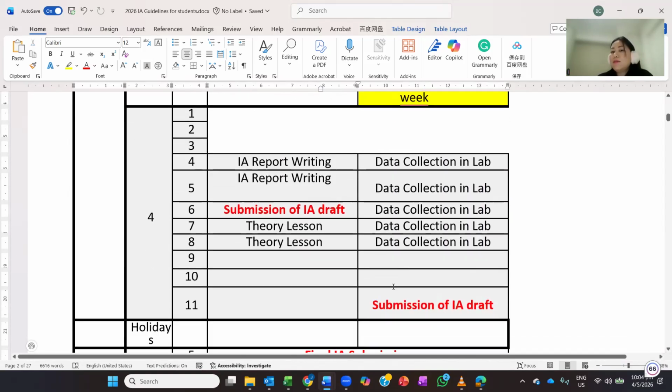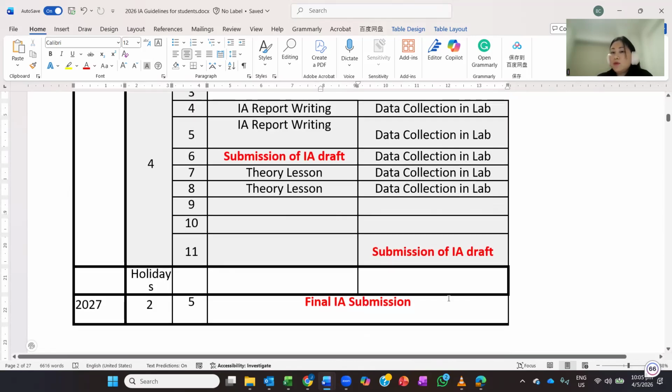Then again, you have 3 weeks of report writing, just like group A. Finish up the report writing in 3 weeks and then submit your IA draft by term 4, week 11. So for both group A and group B, you submit your IA draft by end of term, by 2026. For group A, we'll be submitting around week 6. For group B, it is about week 11.